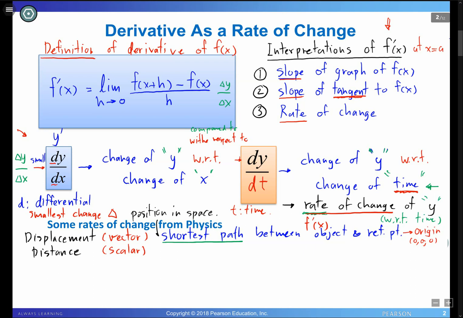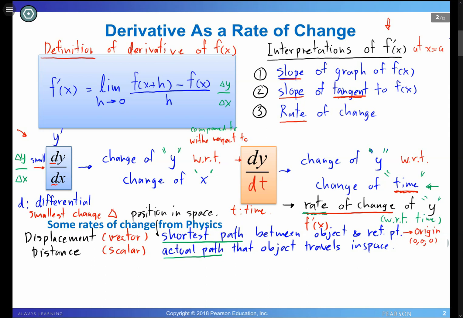Now, distance, on the other hand, represents the actual path that the object travels in space before it reaches its last location. Distance is the actual path that object travels in space. So the main difference is right here. Actual path versus shortest path.